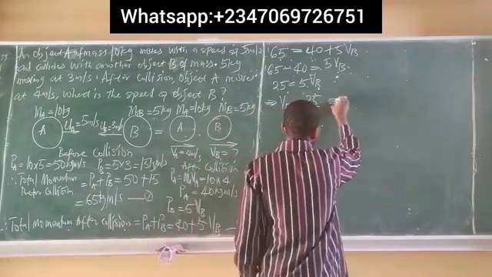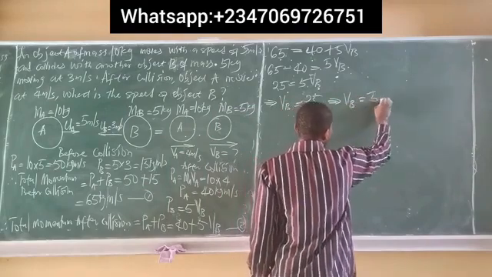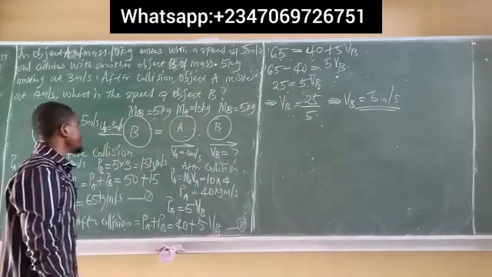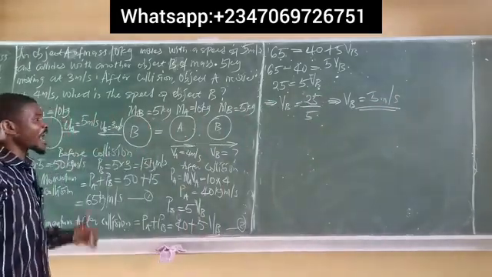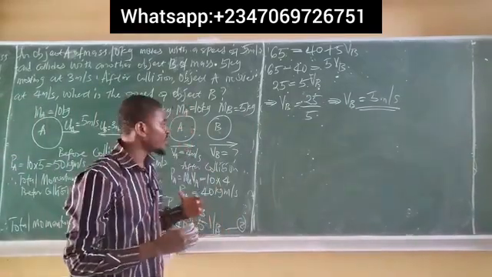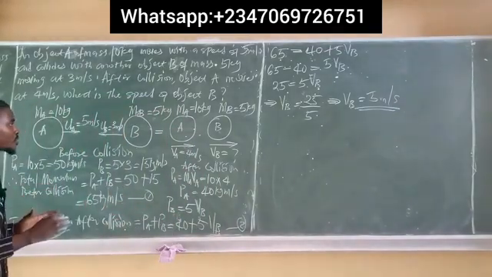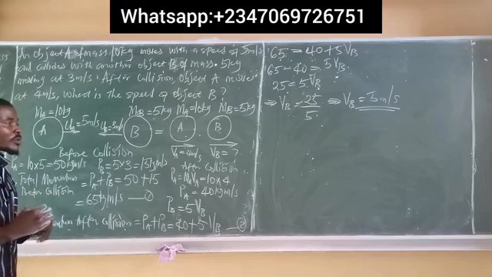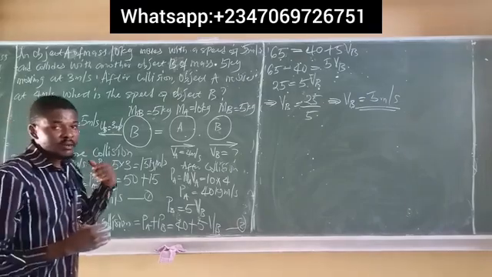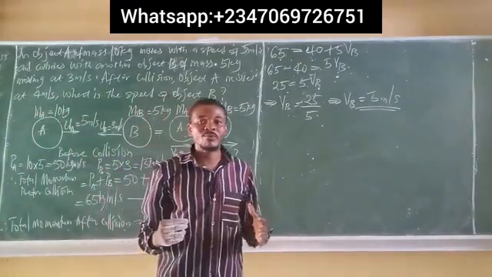So this simply implies that VB is equal to 25 divided by 5. So the speed of object B after collision is equal to what? 25 over 5 will give us 5 meters per second. So the speed of object B is equal to 5 meters per second after the collision. So that's the simple idea behind conservation of linear momentum. Simply, total momentum before collision equals total momentum after collision. Always keep in mind, momentum is mass times velocity.